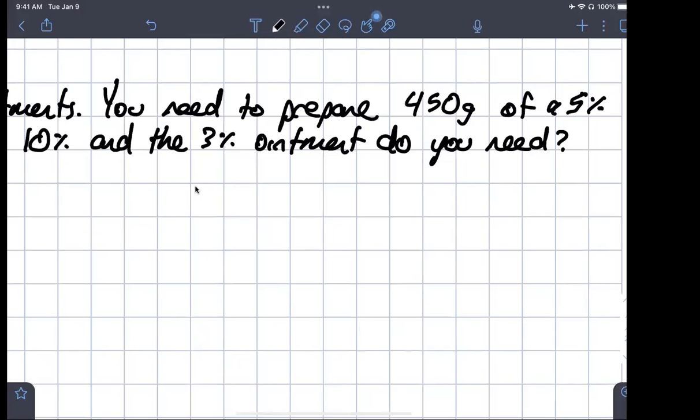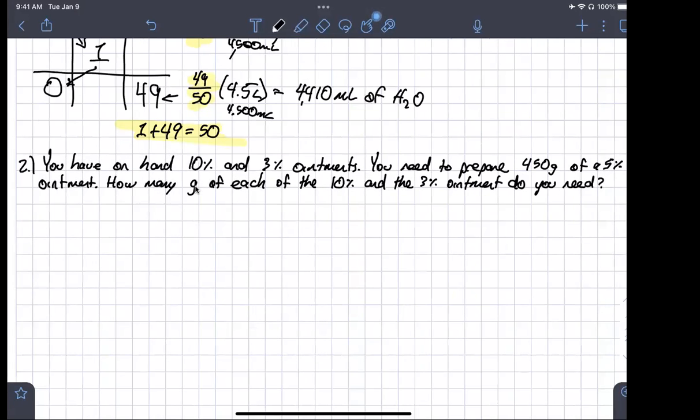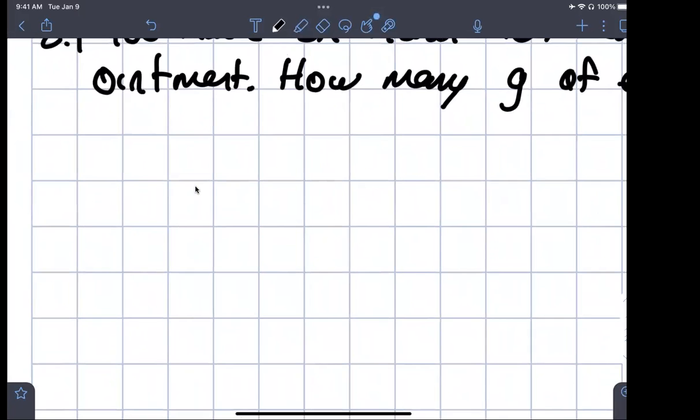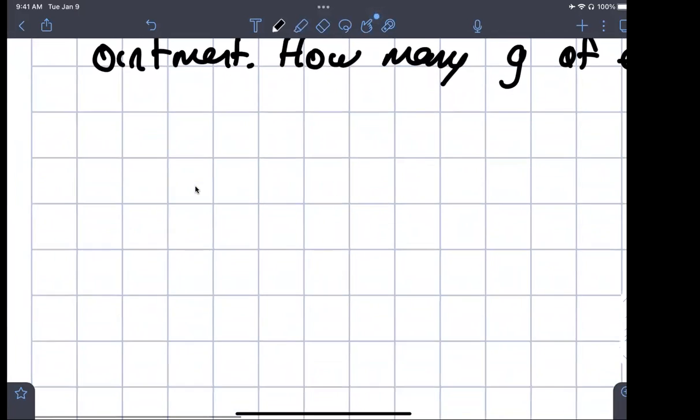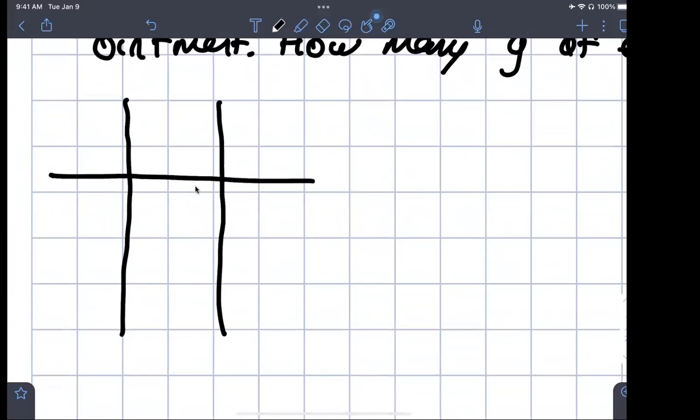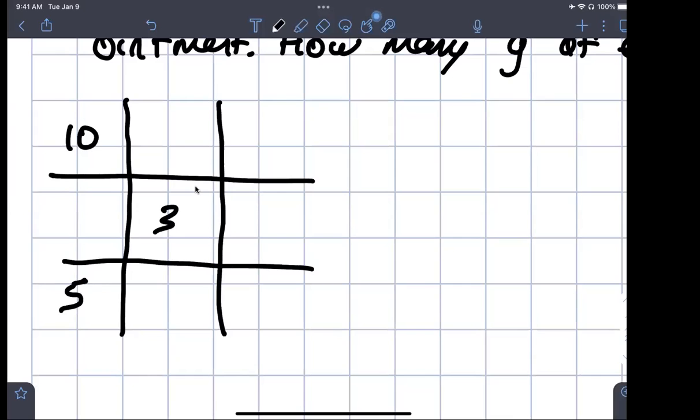Okay, so remember, you will most likely face a problem similar to this. Even though it's not a solution, we have to think about, okay, we have different concentrations of things. And when you have an ointment or a cream, this is a solid measurement. It's not a liquid, it's a solid. So you need 450 grams of 5%. You only have 10 and 3%. So you have 10 and 3, you need to make 5. So we have 10 on our high, 5 on our low, and we have 3. I'm sorry, I wrote that wrong.